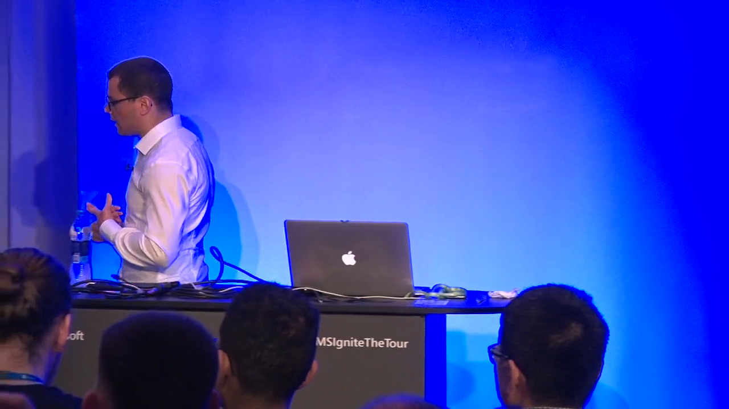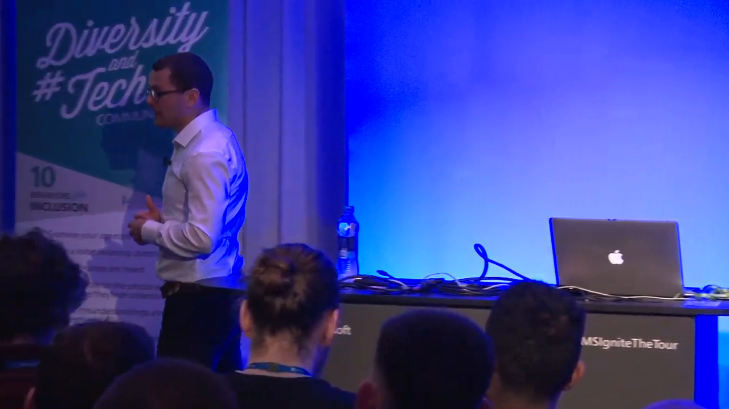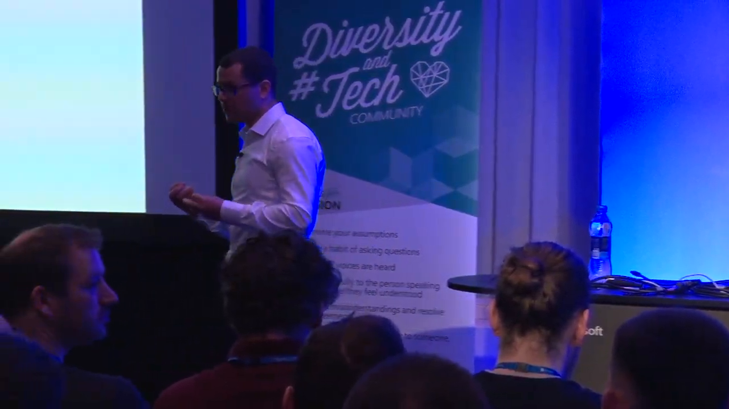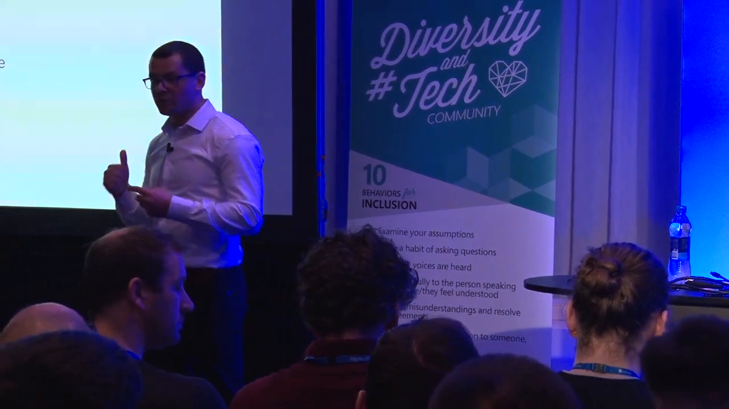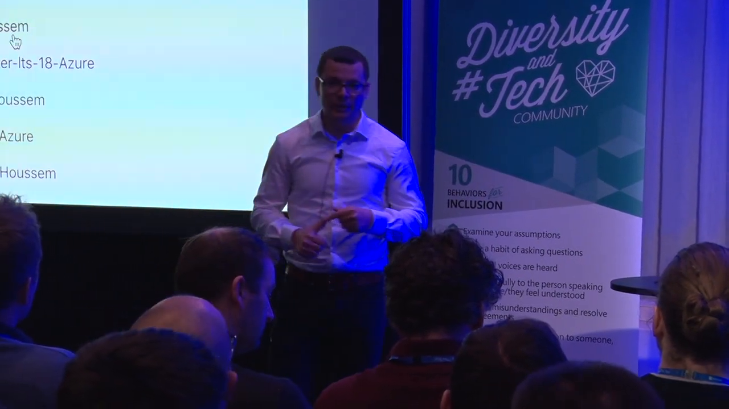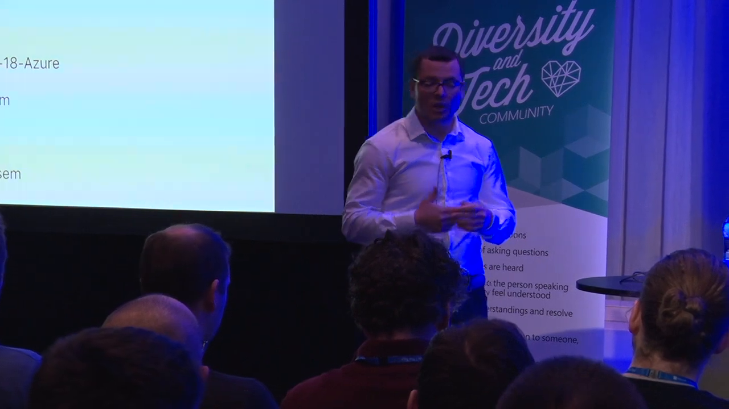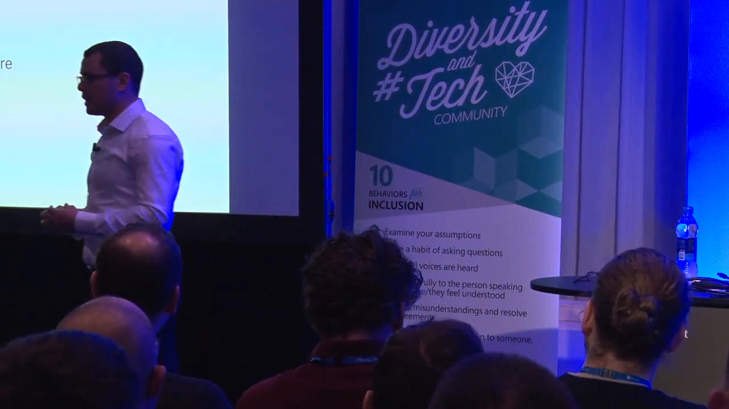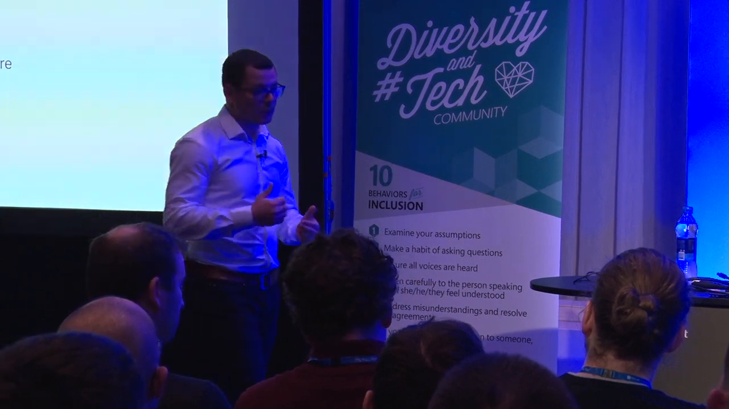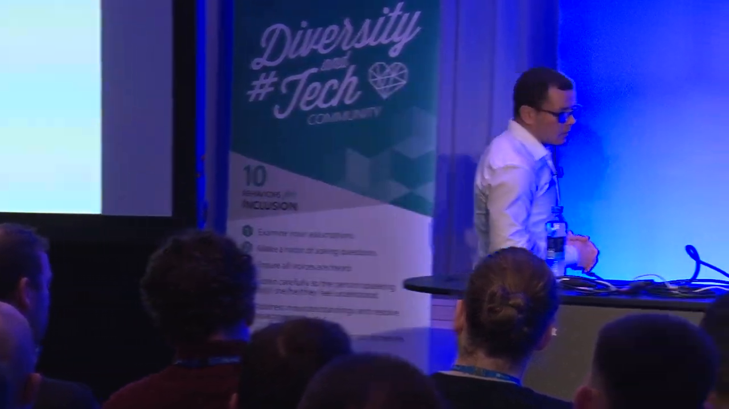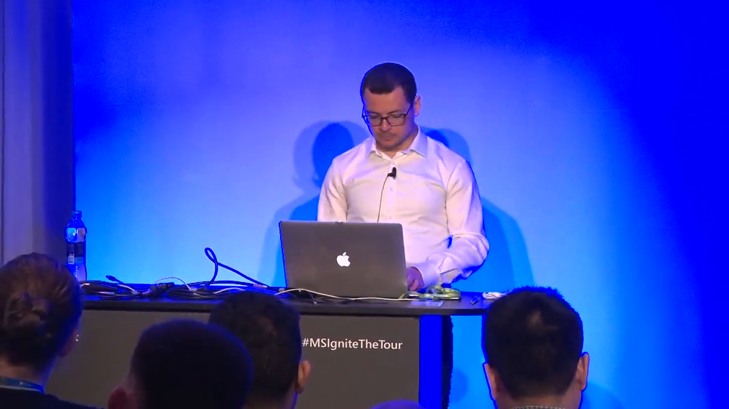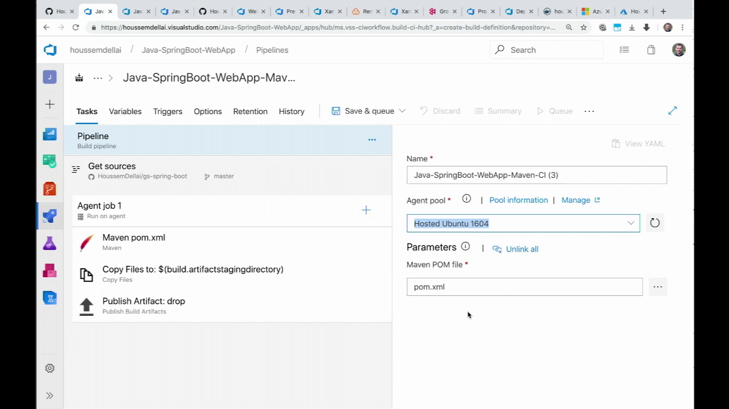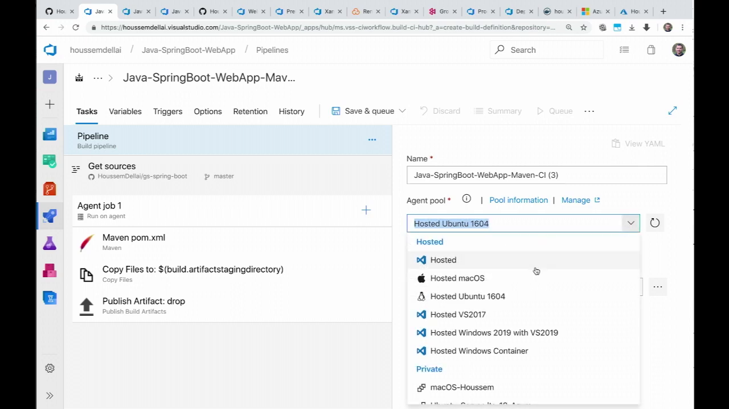But a second reason we might use the private agents is to install whatever software you want, because it's your own VM. So you are controlling it, and it's your agent. So you can configure your VM to install some tools that are developed only by you, for example. So we have more control over those private agents. Here we'll continue with this hosted Ubuntu 16.04 machine.